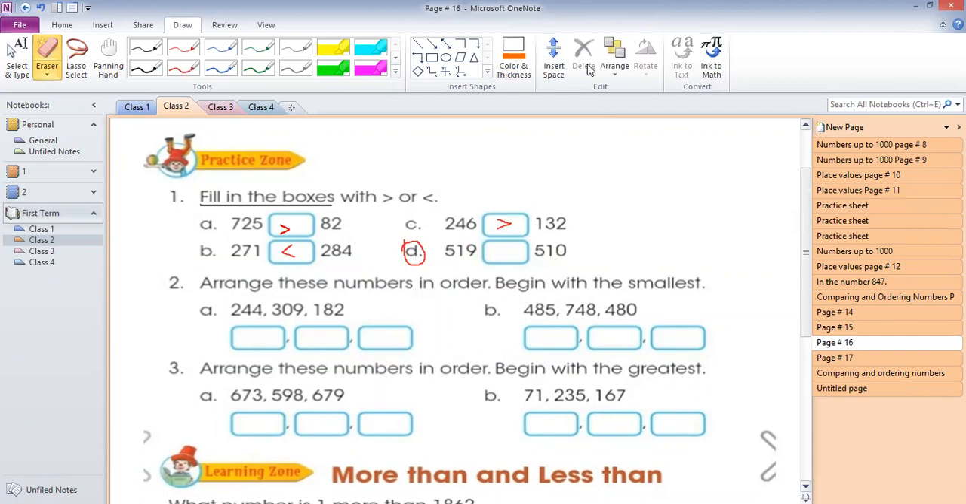So guys, tell me how to write. Which sign should I write here? This sign or this sign? Answer me in the chat box. 519. Sami, very good. Hamza, very good. Jamal Badr, very good. Amir, very good. Abdul Rauf, very good. Muhammad Saleh, Abdullah, Abdul Malik Hassan, Anas Muhammad, Hamza Muhammad, very good.